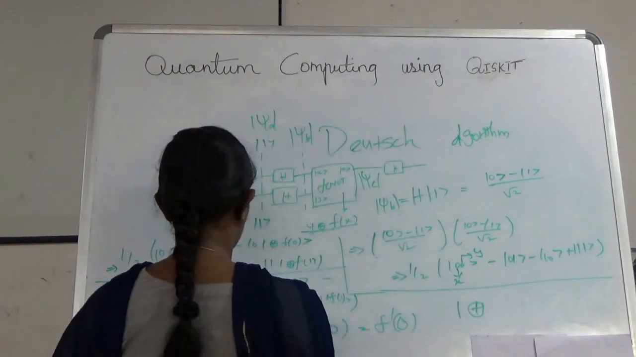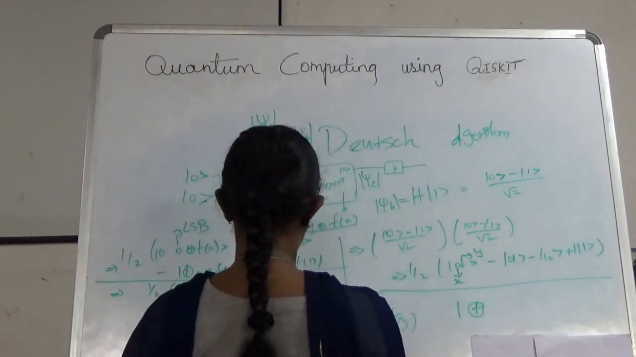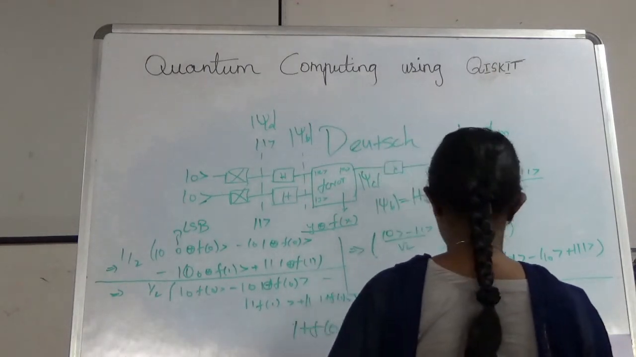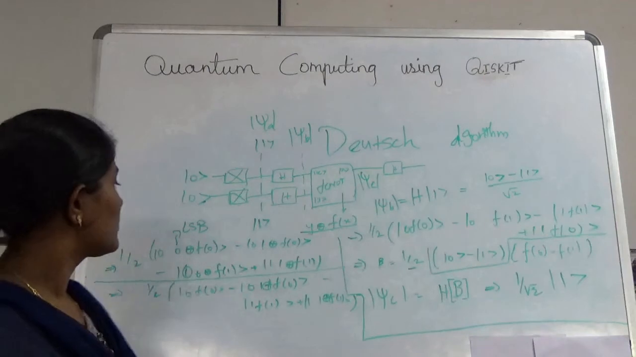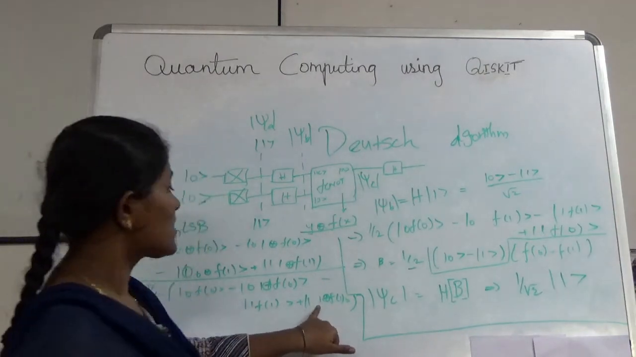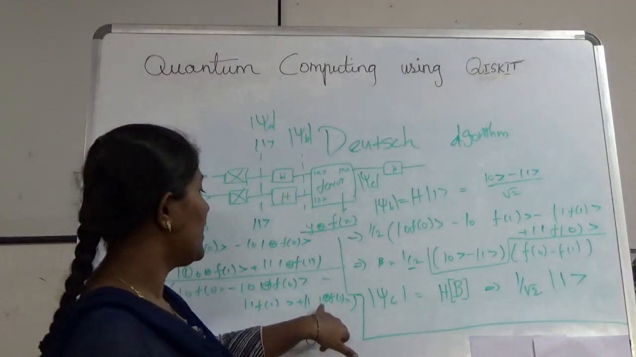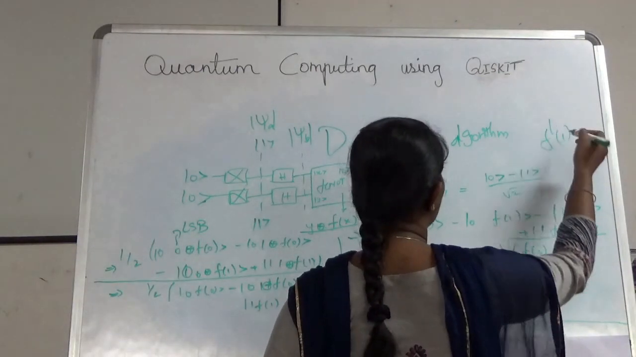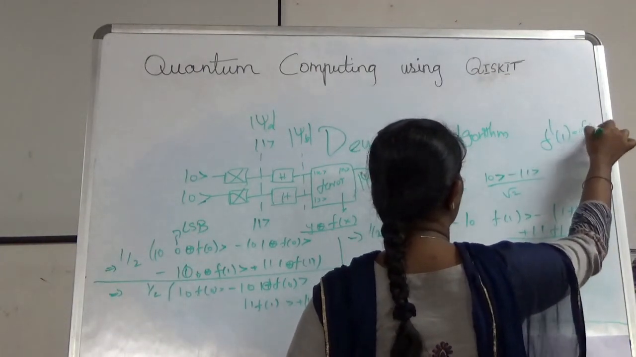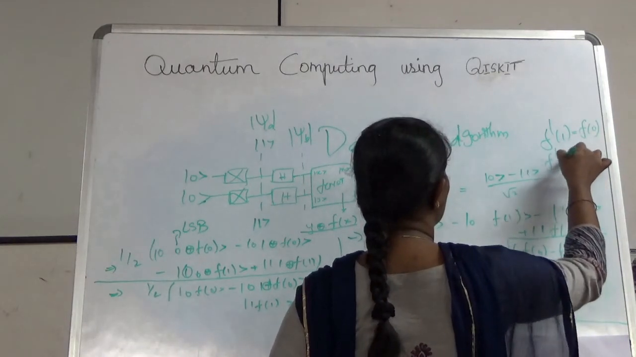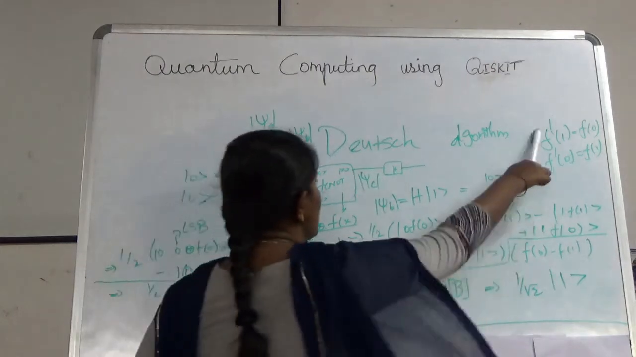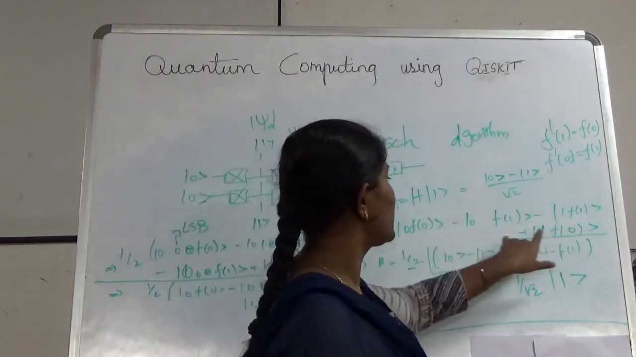and 1 CNOT of f of 1 as f dash. Here, as the least significant bit is 1, we are changing f of 1 to f dash of 1, where f dash of 1 is equal to f of 0 and f dash of 0 is equal to f of 1. Substituting this into this will give this.